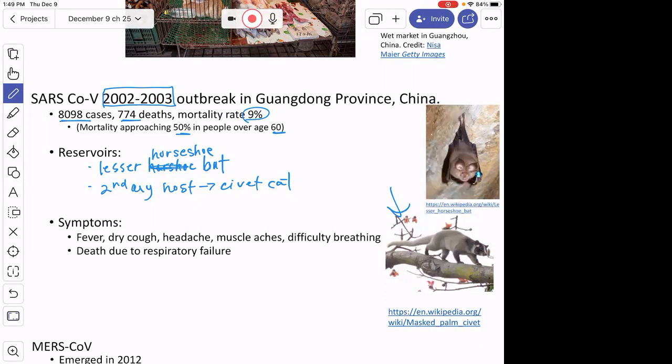Symptoms of SARS are pretty similar to COVID-19: fever, dry cough, headache, muscle aches. Death is usually due to respiratory failure. Most of the cases were healthcare workers. So somebody was very ill, they went to the hospital and they didn't really know what they were dealing with, and that sick patient would probably infect many other healthcare workers.